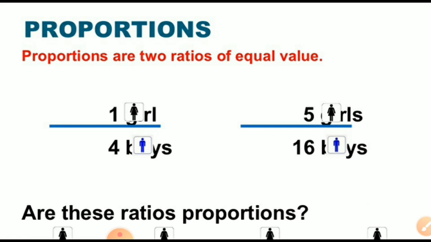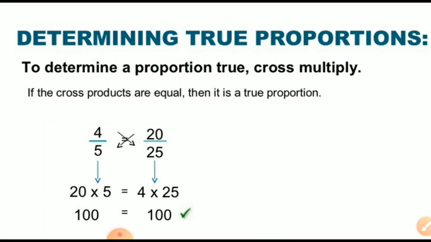Okay, my dear student, here you can see determining true proportions. To determine a true proportion, cross multiply. Shall we check it? How to do it? If the cross products are equal, then it is a true proportion. See, according to our question, here is the one ratio 4 is to 5 and second ratio 20 upon 25. How to check this one? Just cross multiply.